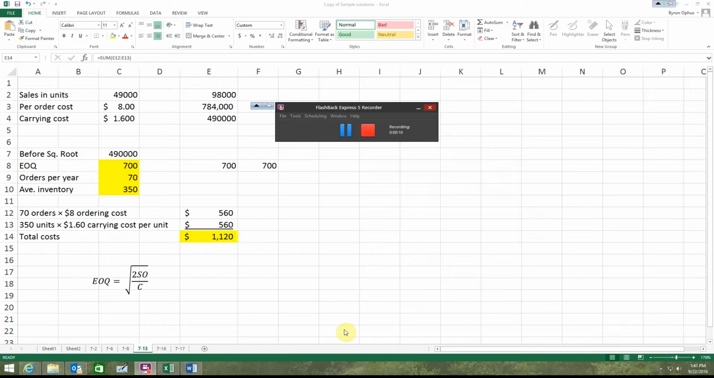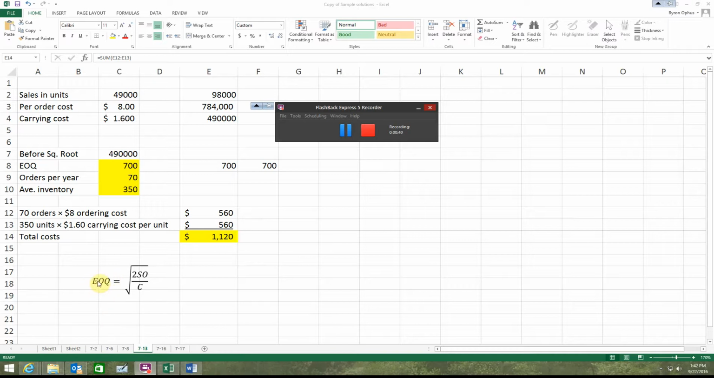Fisk Corporation is trying to improve its inventory control system and has installed an online computer at its retail stores. Fisk anticipates sales of 49,000 units, an ordering cost of $8 per order, and carrying costs of $1.60 per unit. Okay, so it gives us a relatively simple formula. It looks kind of complex, but it's pretty easy.